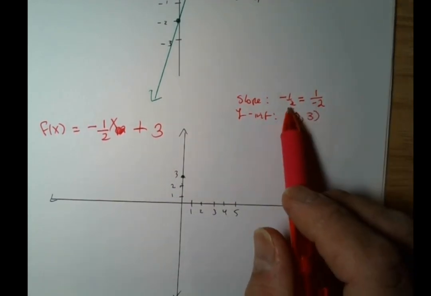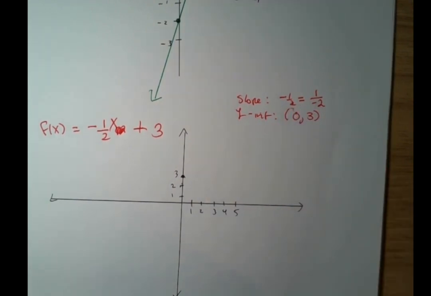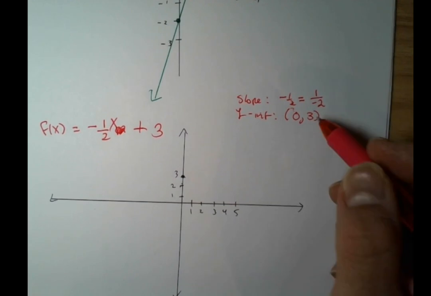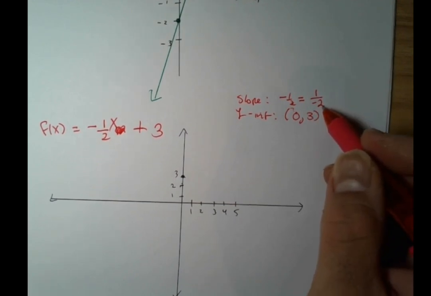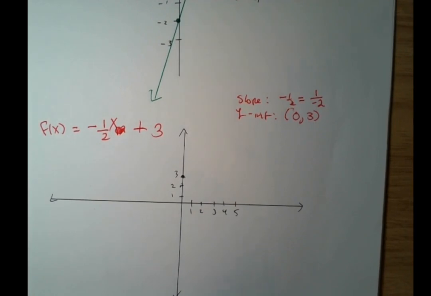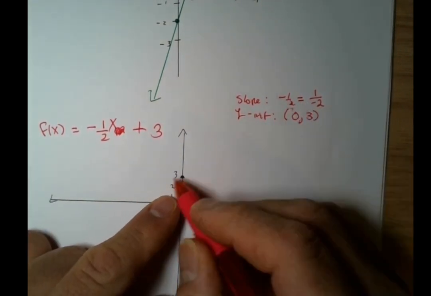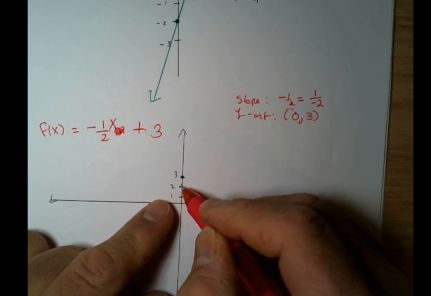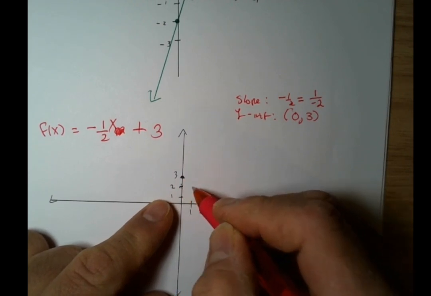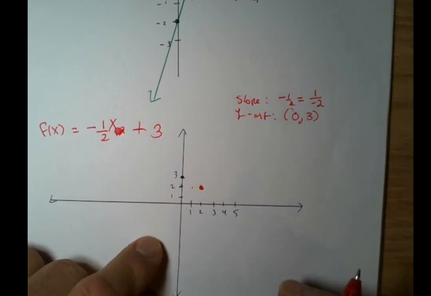If you're going to use the negative in the numerator, the rise now becomes a decrease, right? And then the run will go to the left instead of the right if you use the -2 version of this here. Okay, so just keep that in mind. Now, to get my next point, I'll use the rise. Again, negative means go down 1, and then run 2. 1, 2. And that would be my second point.